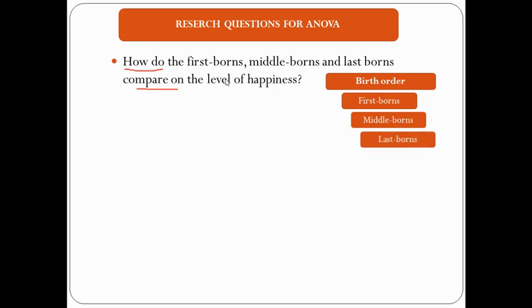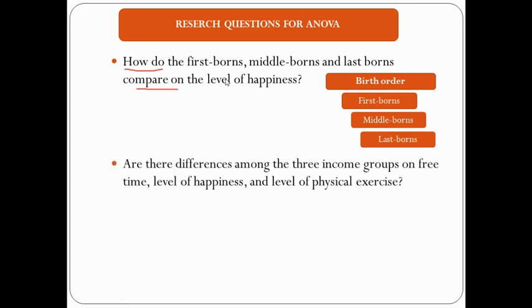I hope you have consolidated or deepened your understanding of the variables implied by the research question. The second example you can see here. Are there differences among the 3 income groups on free time, level of happiness, and level of physical exercise? So this research question is again appropriate for ANOVA.